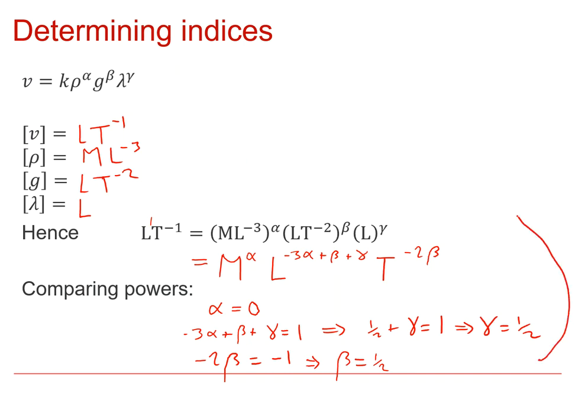So putting all that together then, our formula is going to be v equals k, then density to the power of alpha. Well, alpha we've said is 0, so that means the density is not actually going to appear in the formula. g to the beta, well that's g to the power of a half. And then lambda to the power of gamma, which is a half. Or another way of writing that then would just be k square root of g lambda.